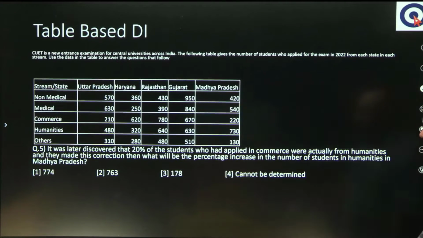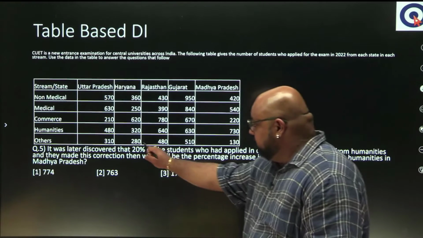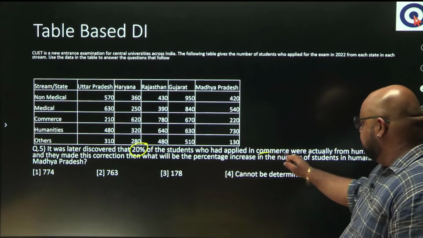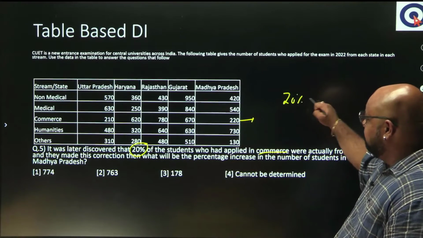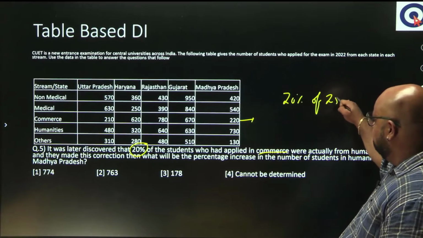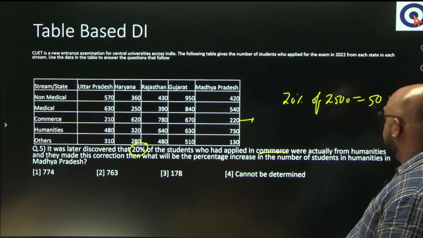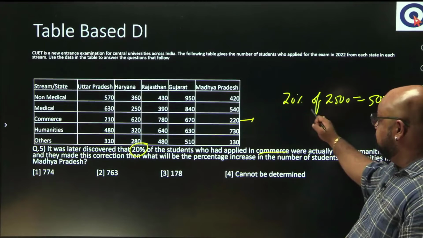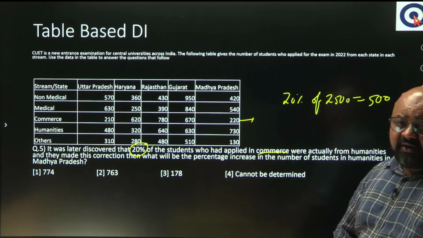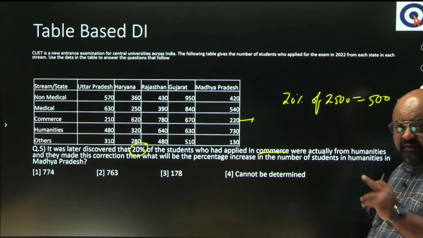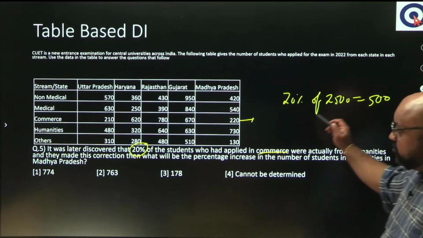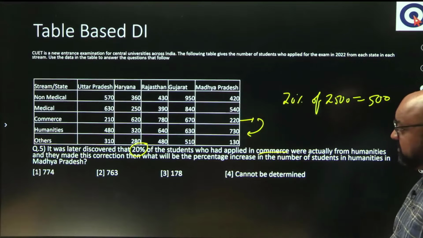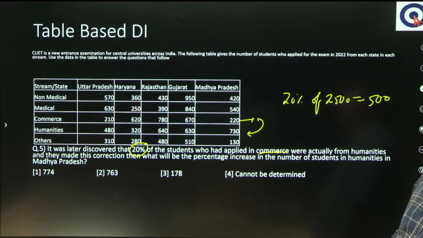this for the same data. It was later discovered that 20% of the students who had applied in commerce, so 20% of commerce, I remember, is 2500. 500 of these students, 20 by 100, 0, 0 get cancelled, 20 into 25 will be 50, therefore 500 were actually from humanities. So these 500 students were actually from humanities and they made this correction.